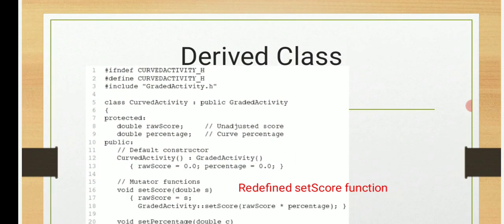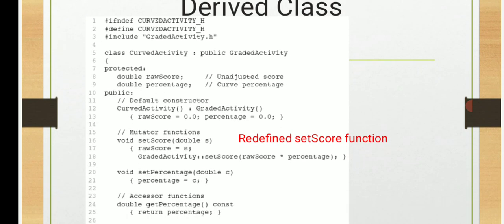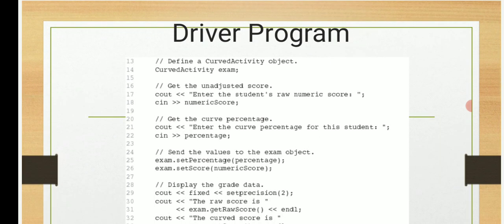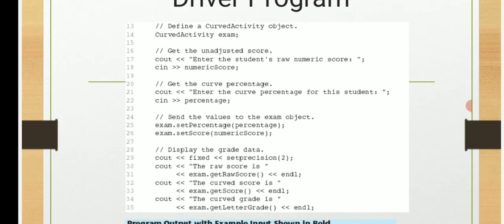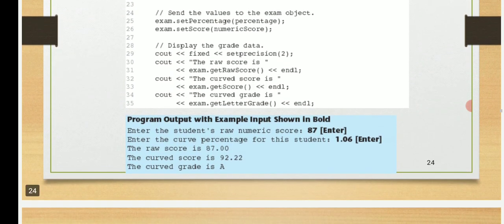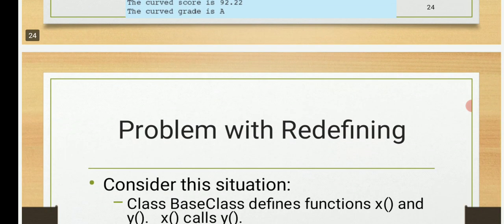So this is the derived class. Here we are using a redefined setScore function. What is the function? setScore. Here the function is redefined in the derived class. Right, this is an example of a derived program. Next, here we have a lot of coding, and for that we have the output.